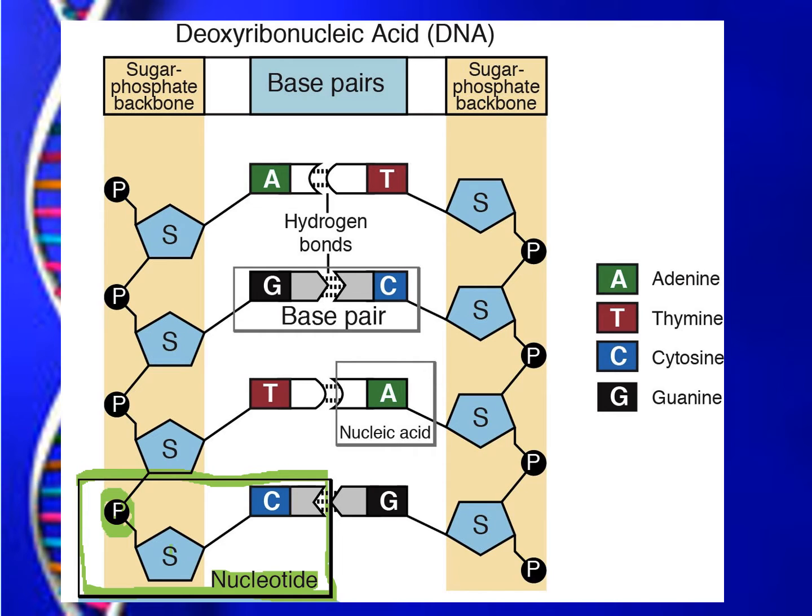It also consists of a sugar called a deoxyribose sugar. And on that sugar, we have an oxygen molecule found in this region. And then our last part of our nucleotide is a nitrogenous base, which in this case is cytosine. However, it can also be thymine or guanine or adenine.